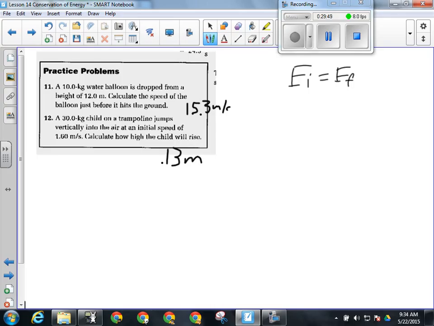Initially, I dropped it, so it only has what kind of energy? All right, we'll finish that on Monday.